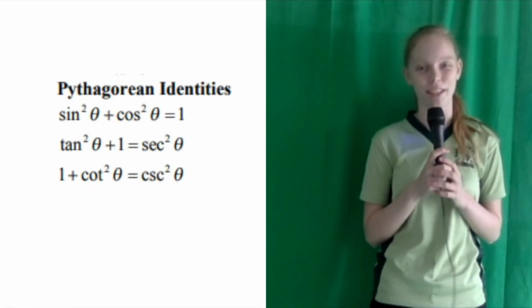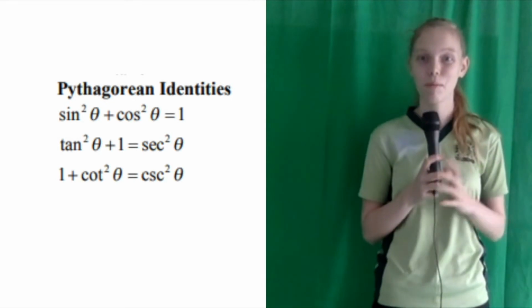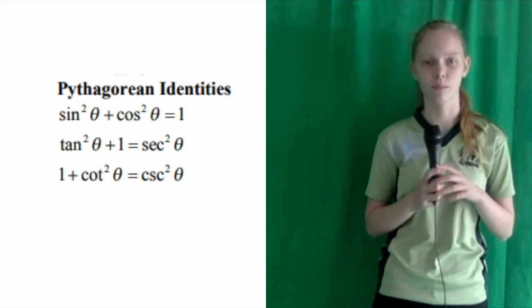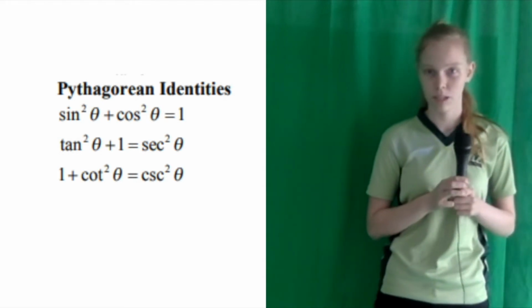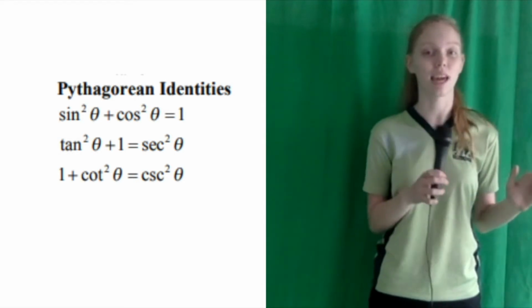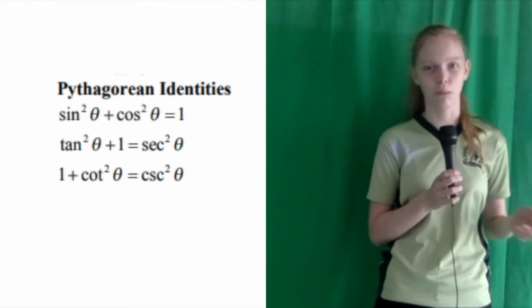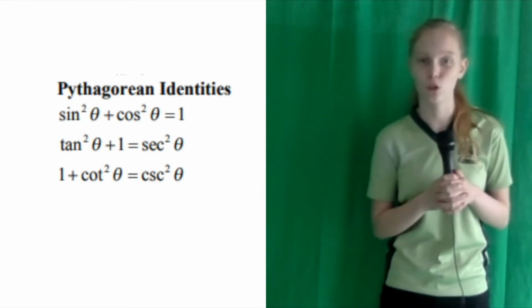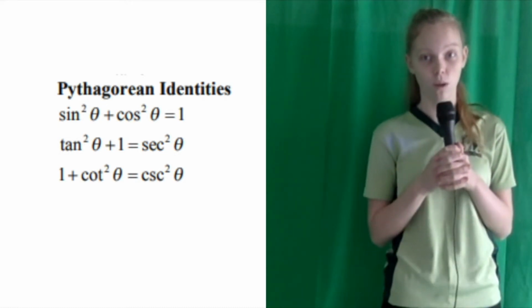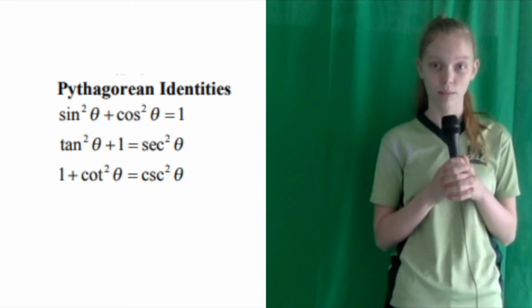The next set of identities that you need to know is a little bit more complicated. They're called the Pythagorean identities. The first one is pretty simple. Sine squared plus cosine squared equals 1, no matter what the angle is. For example, let's take the angle pi over 2, or 90 degrees. We know that sine equals 1 and cosine equals 0. 1 squared plus 0 squared equals 1.